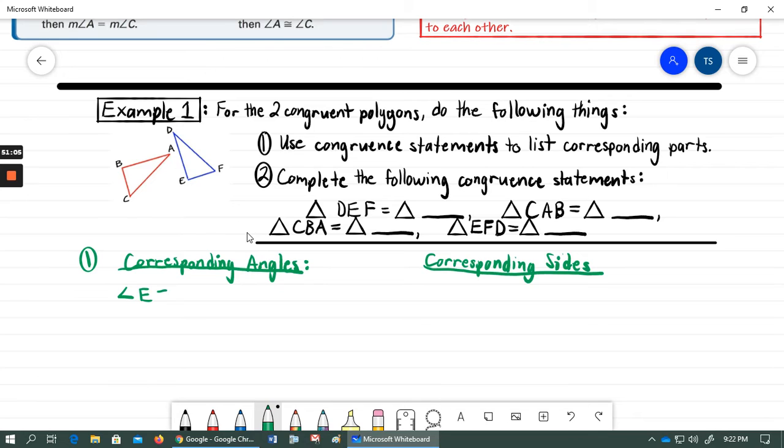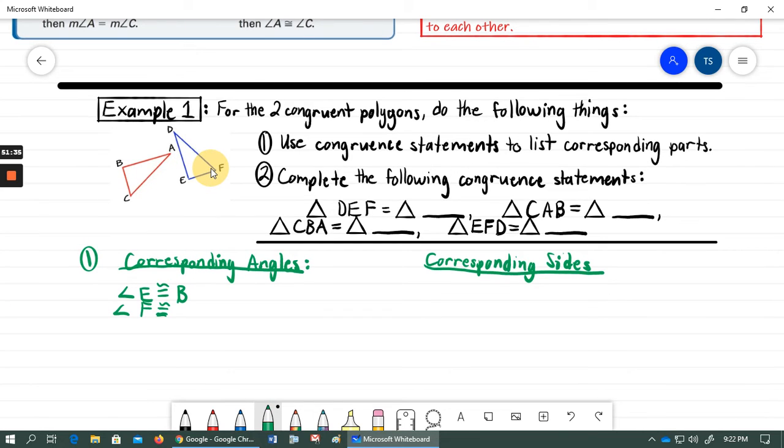All right, so that would be the corresponding angle for angle E. It would be angle B there. And then if we pick another one, let's choose F. Sure, why not? Angle F is congruent to which angle? When we look at angle F, which angle in the other triangle looks the most like angle F? Well, I'm going to have to go with angle C right there.